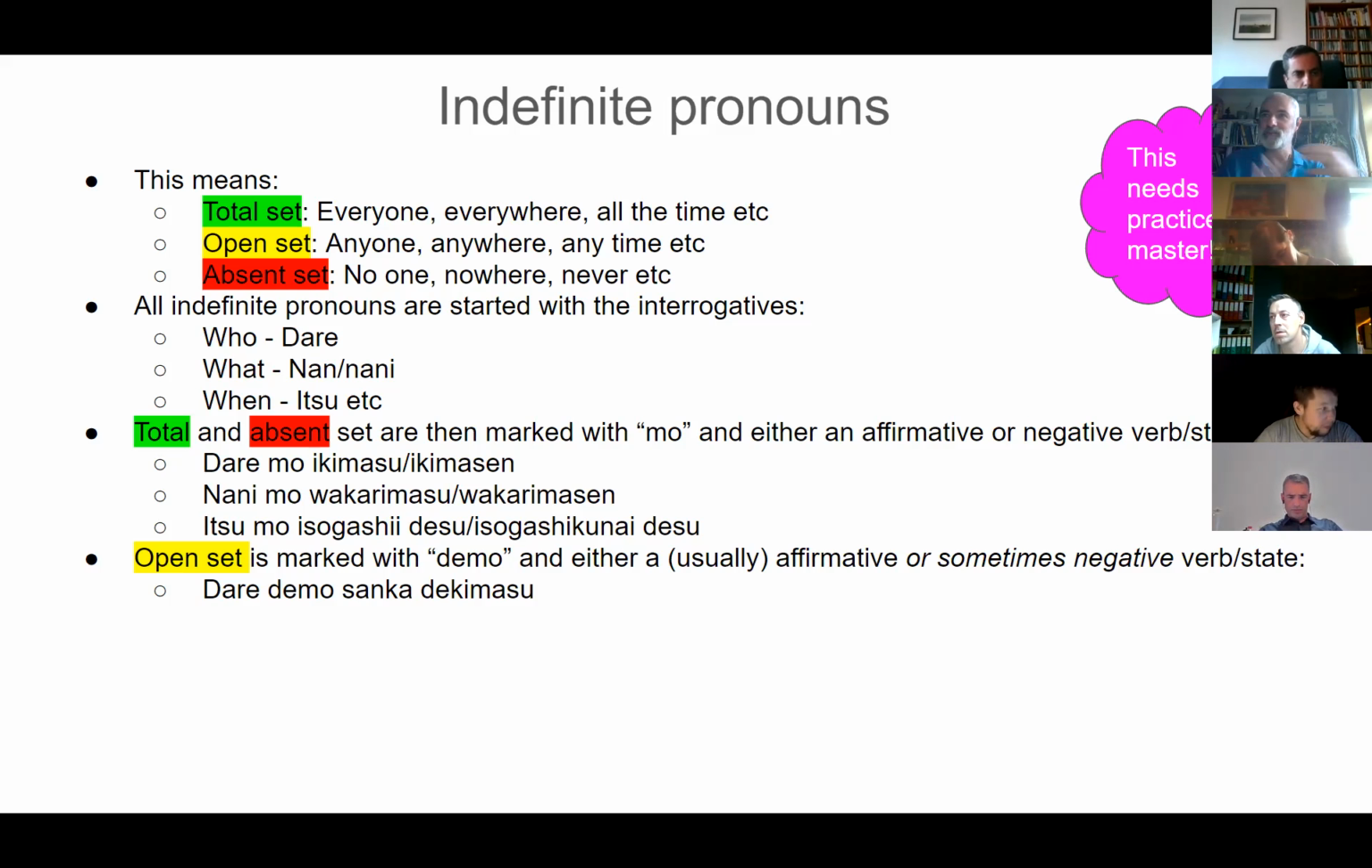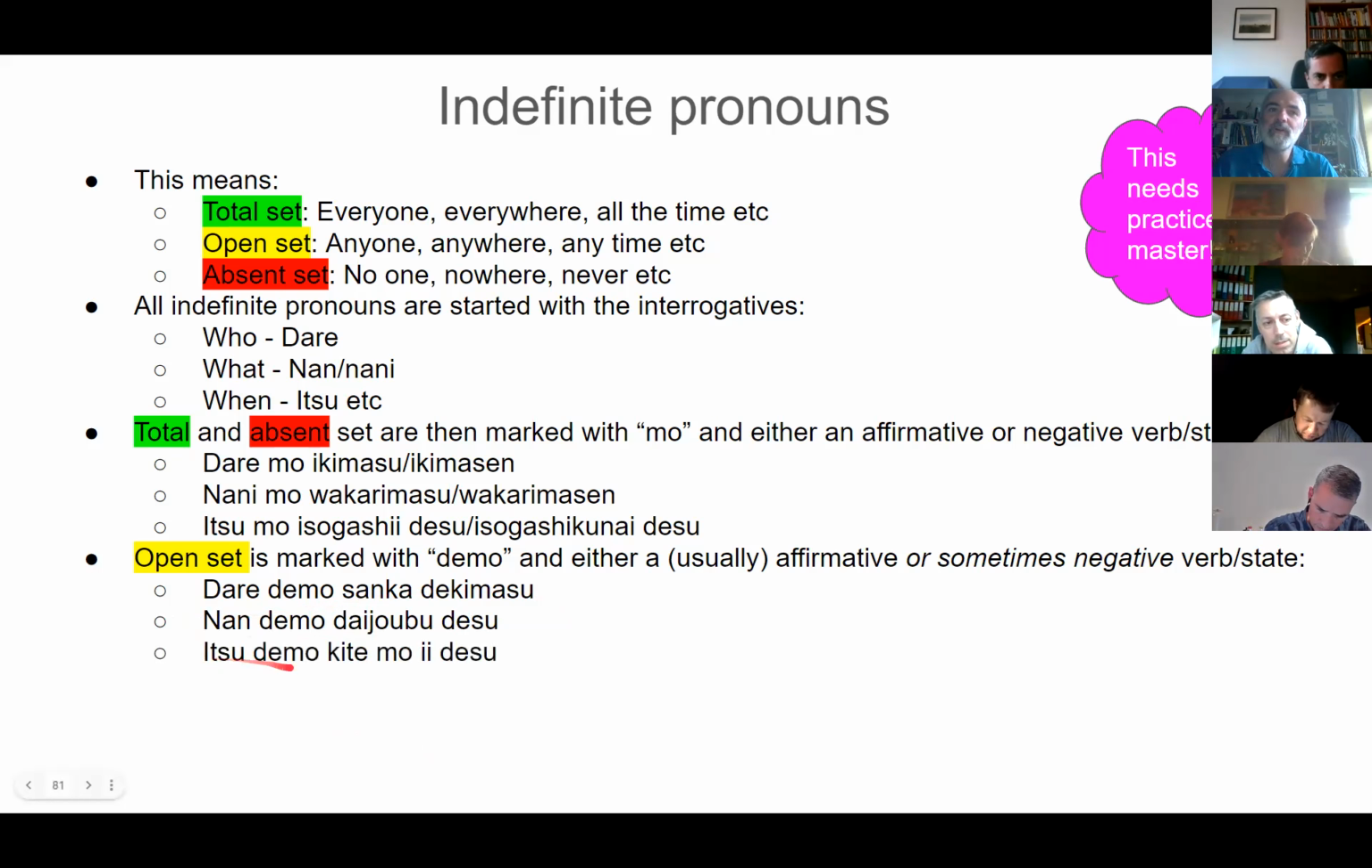We'll get it with practice, don't worry guys. In the end, we don't actually use these kind of combinations that much anyway. Nan demo daijoubu desu. Anything is okay. Not everything is okay, but anything is okay. Itsu demo kitte mo ii desu. So you can come at any time. Itsu demo kitte mo ii desu. So what's the difference between itsu demo kitte mo ii desu and itsumo kitte mo ii desu?